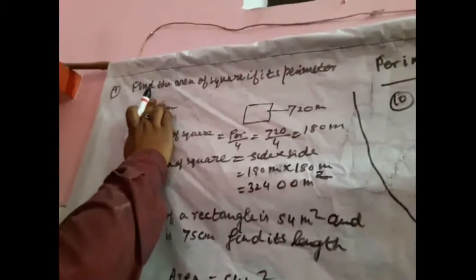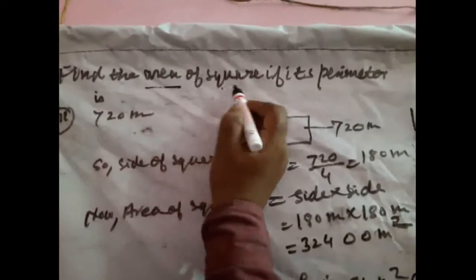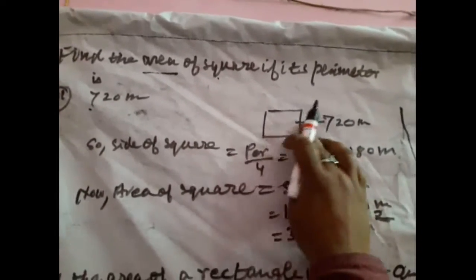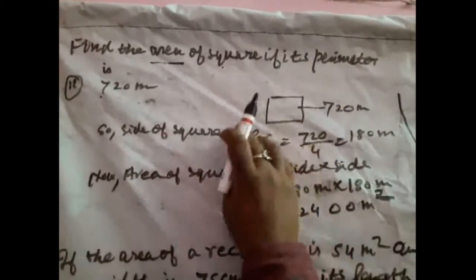Number 7. Exercise chapter perimeter and area, and question number 7. Find the area of a square if its perimeter is 720 meter. You have to find the area of the square if its perimeter is this. This is our square. Given its perimeter 720 meter and you have to find the area of this square. Its perimeter is known and we have to find its area.